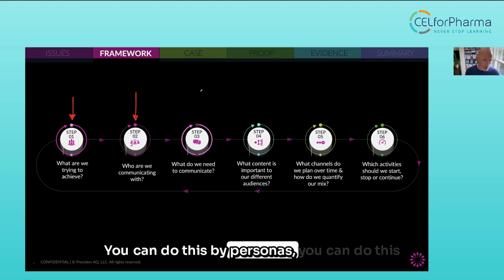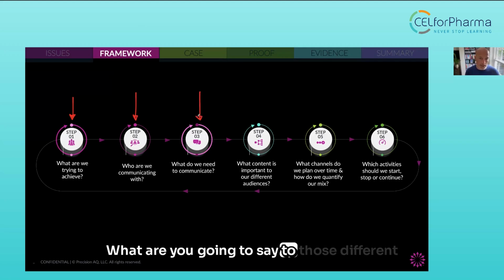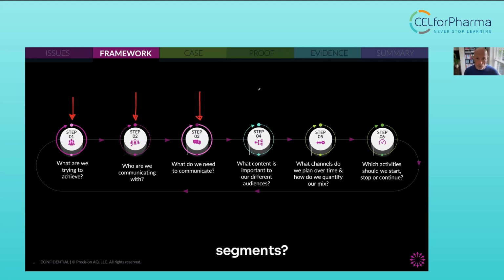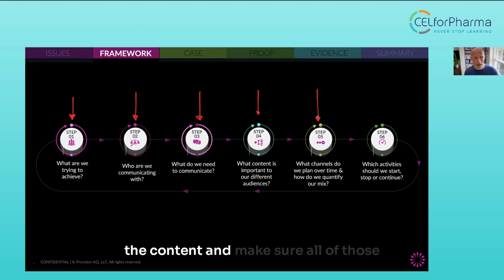You can do this by personas, you can do this by behavioral analysis, et cetera, but really making sure your segmentation is good. What are you going to say to those different segments? What content is important? What channels are you going to use to support the content, and make sure all of those channels are connected, with a simple but logical flow of channel engagement. And then finally, the one we're going to talk about today is the KPIs.